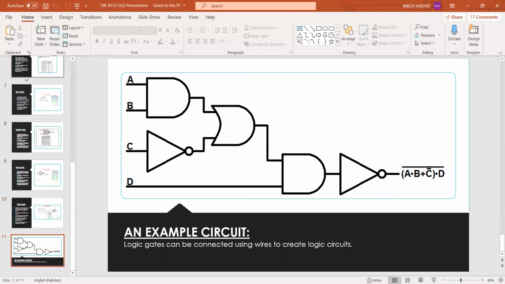Now, to conclude my presentation, I am going to show you an example circuit which is made by the combination of several logic gates using wires to connect the logic gates. Over here, we have an expression A·B + C bar·D inverse. And to make this circuit, we just basically join the basic logic gates with wires to get the desired output.